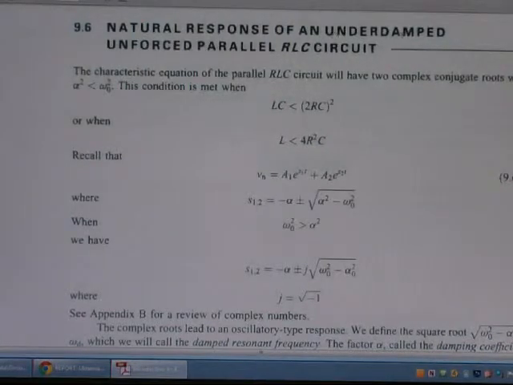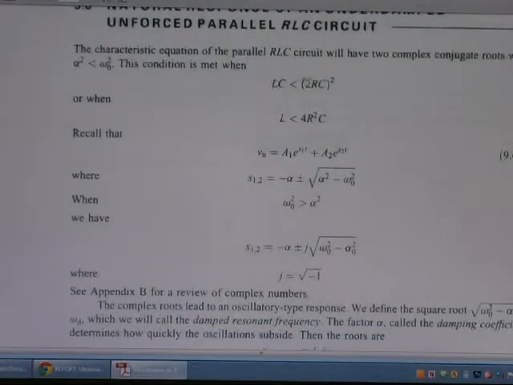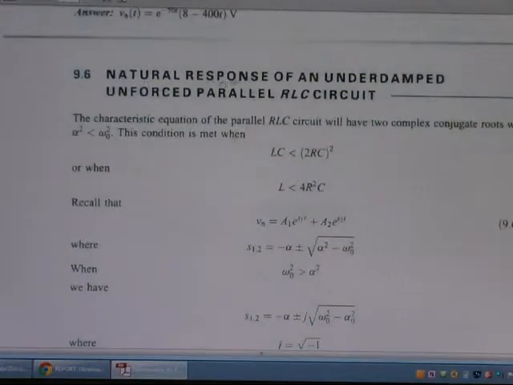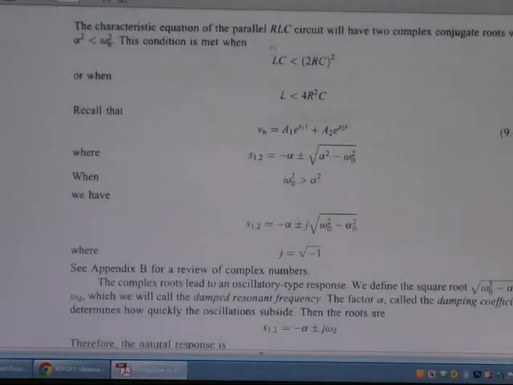The damped response applies to the RLC circuit. Here the condition is L less than 4R squared C, and V(t) is A1 e power s1t plus A2 e power s2t, where s1,2 is minus alpha plus or minus square root of alpha square minus omega 0 square, that is, minus alpha plus or minus j square root of omega 0 square minus alpha square. This is the natural response, the damped response of the circuit, with an imaginary part.